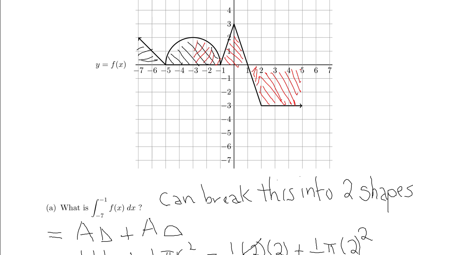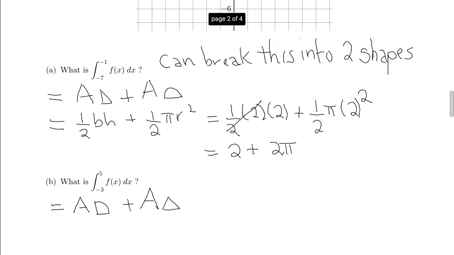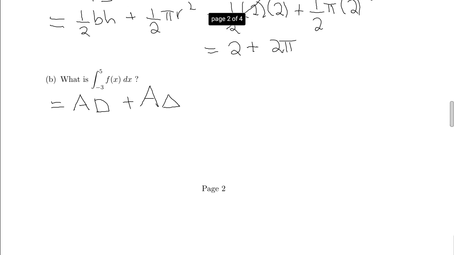So rather than writing plus the area of the triangle, I'm going to write it as minus the area of the triangle and minus the area of the square, because we know that those actually have negative area when we're talking about signed area because they fall below the x-axis. So minus the area of the triangle minus the area of the square.